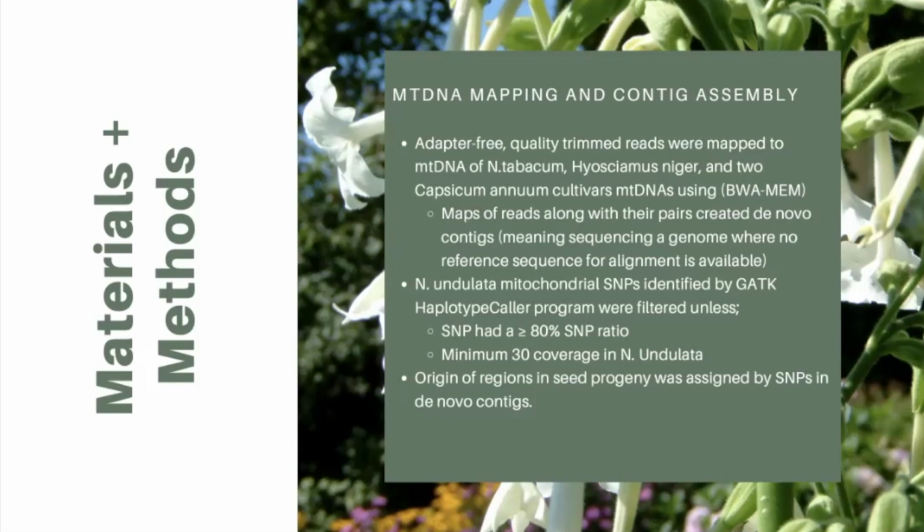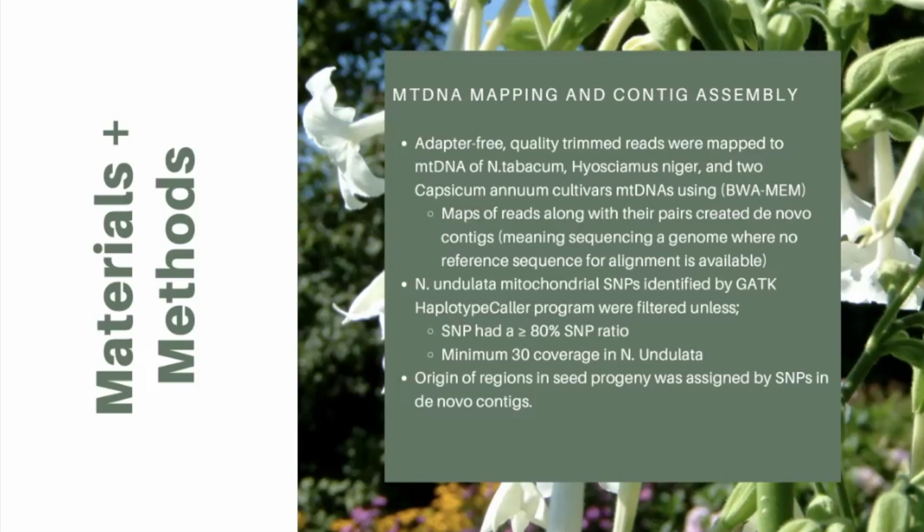The mitochondria DNA mapping and contig assembly was another one of the methods that were used in this article. They used the adapter-free quality trim reads, and these are mapped with the mitochondria DNA of the Nicotiana tabacum, Hyoscyamus niger, and 2 Capsicum unknown cultivars mtDNAs using the BWA-MEM method that was stated previously. And the maps of these reads, along with their pairs, were created in the de novo contigs used in the last step.